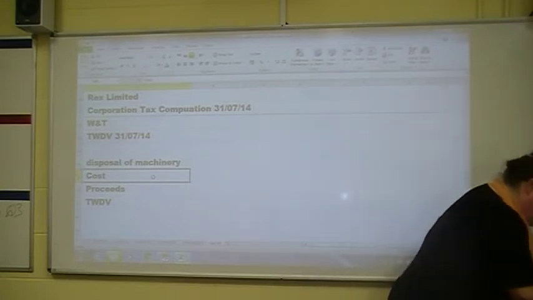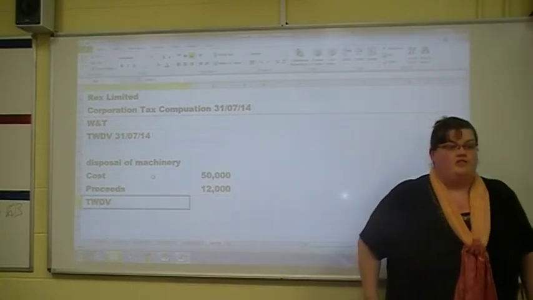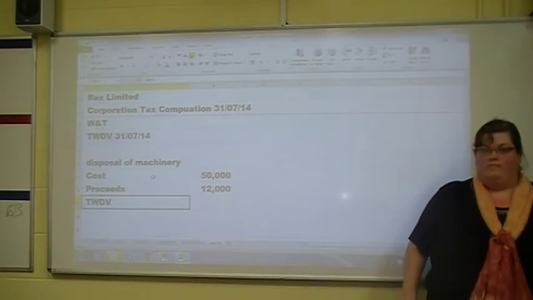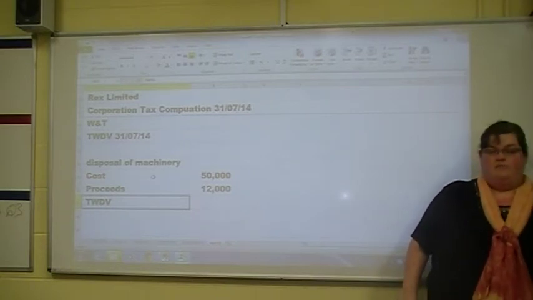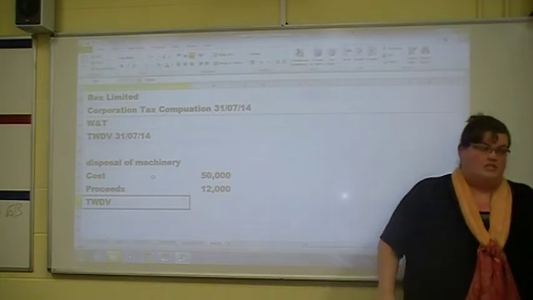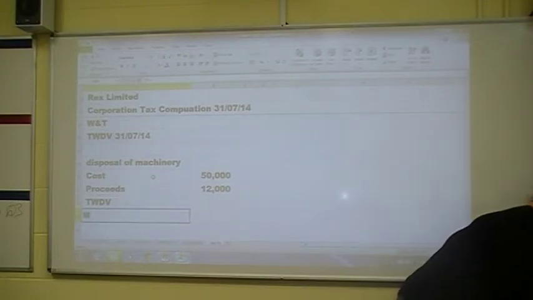So the cost of the item we bought was 50,000. We got 12,000 for it. So we must find out what our tax written down value figure is. So we go back to see when it was bought and see how much wear and tear has actually been claimed in it. So the machine was bought in May 2010.